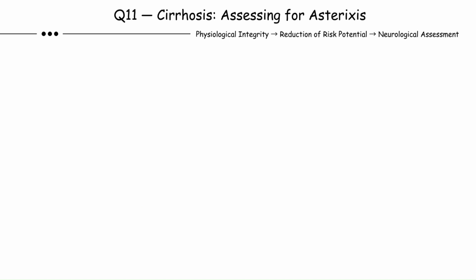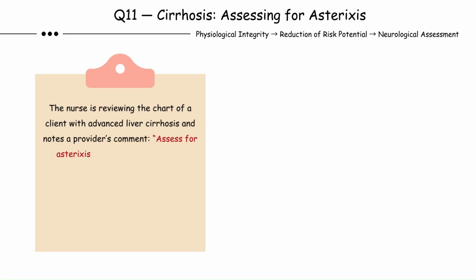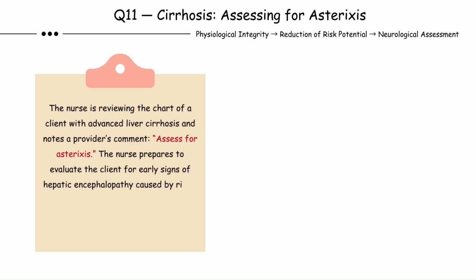Question 11. Assessing for asterixis. The nurse is reviewing the chart of a client with advanced liver cirrhosis and sees a note from the provider. Assess for asterixis. The nurse understands this is an early sign of hepatic encephalopathy caused by rising ammonia levels. Which action should the nurse take to assess for asterixis?